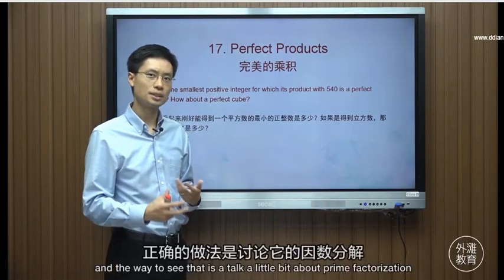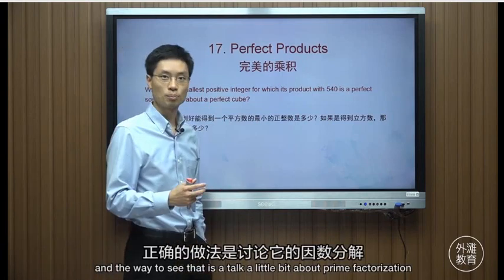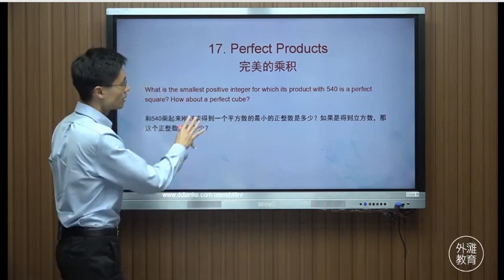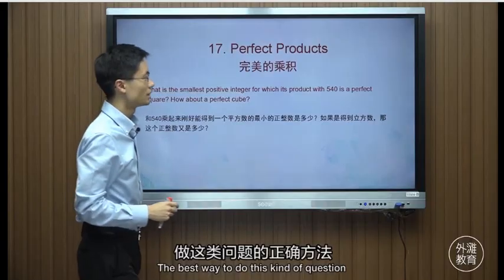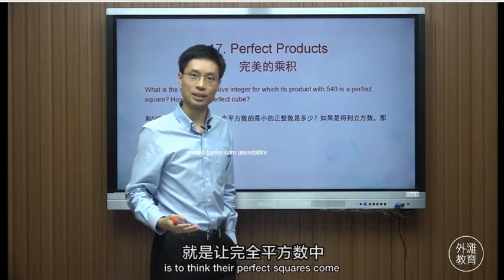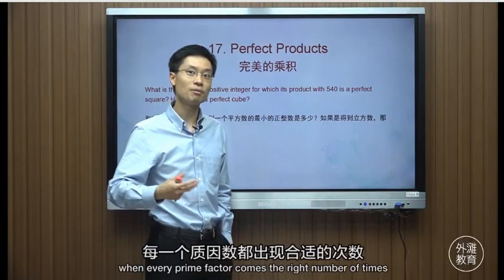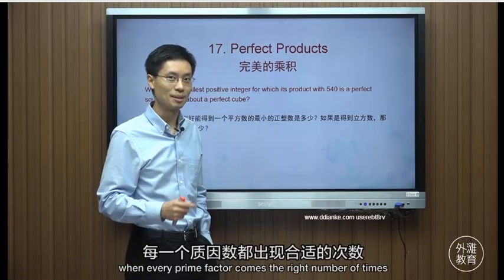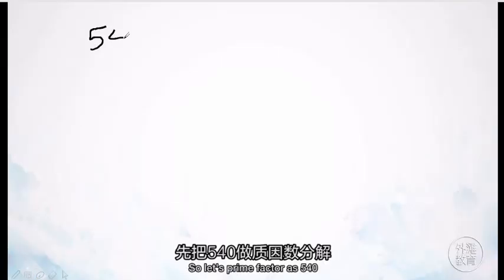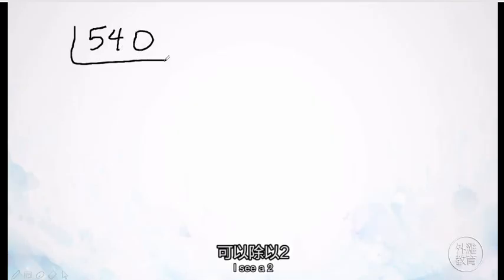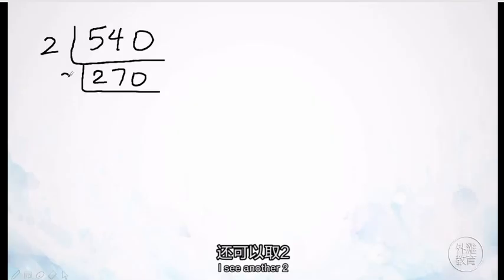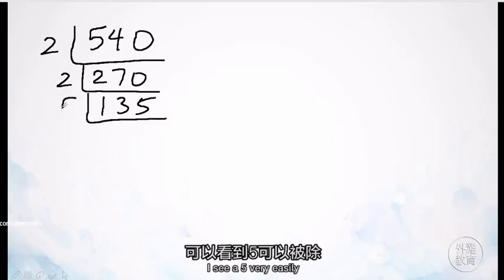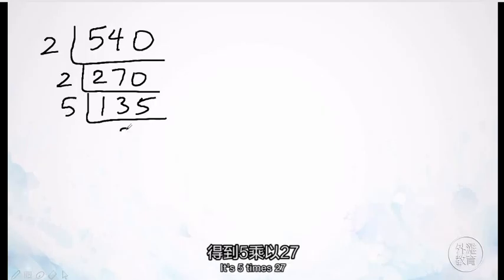And the way to see that is to talk a little bit about prime factorization. The best way to do this kind of question is to think that perfect squares come when every prime factor comes the right number of times. Let me show you. So let's prime factorize 540. I see a 2. If I take a 2 out, I have 270. I see another 2 because it's even, 135. I see a 5 very easily because it ends with a 5.